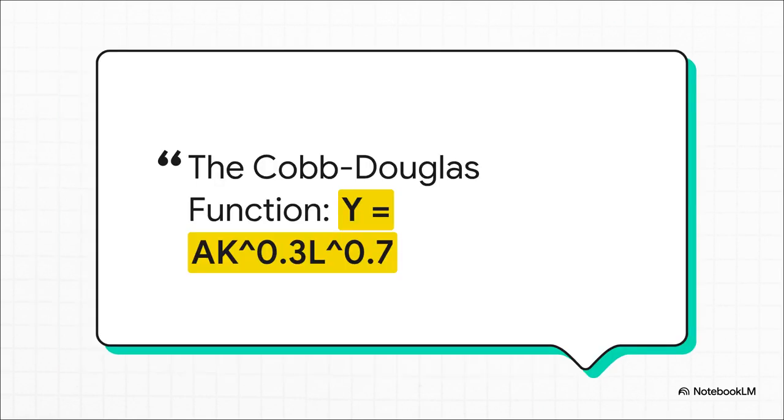And when we put all of that together, we get the real deal recipe that economists use all the time, the Cobb-Douglas production function. You can see all our parts right there: A for our productivity, K for capital, and L for labor. And those little numbers, the 0.3 and 0.7, they're super important. They basically tell us how much each ingredient contributes to the final dish.